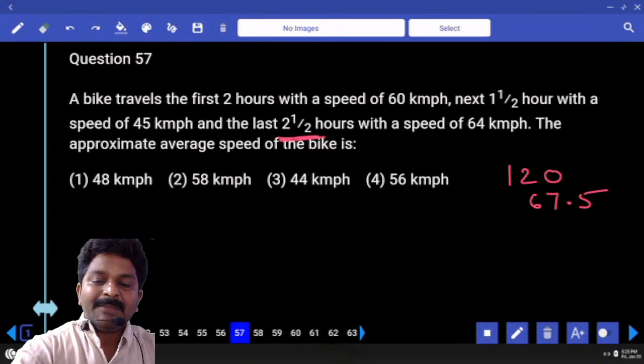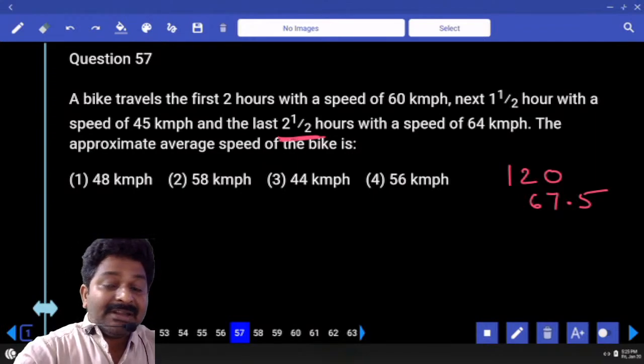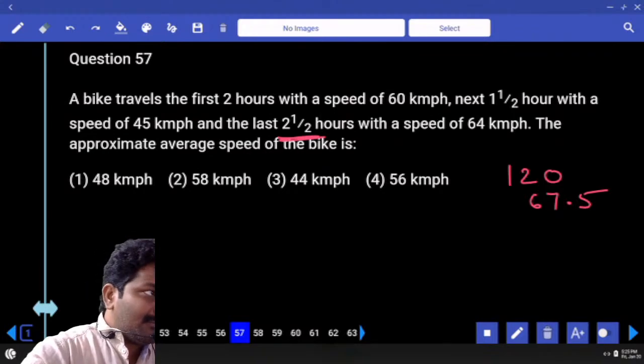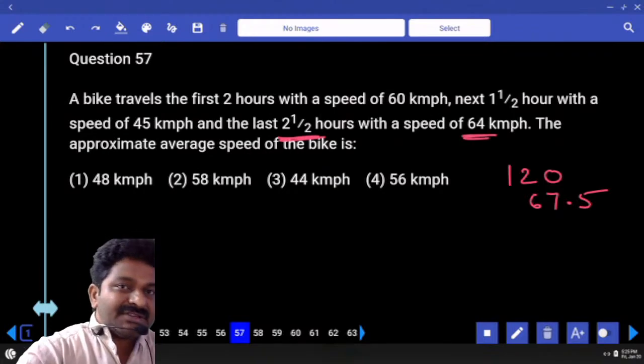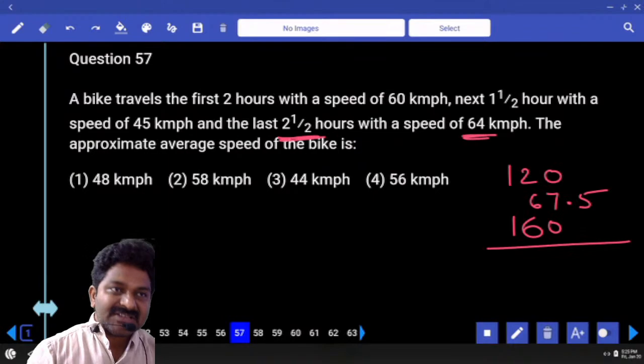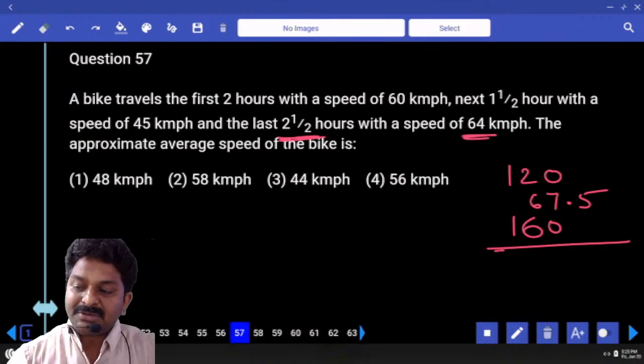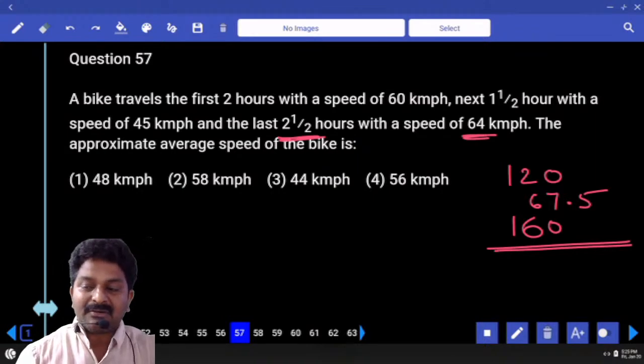You can directly multiply 64 with 2.5. If you face any problem, then treat 2.5 as 10 by 4. Take 10 times of this number, which is 640. Now by 4, which is 160. This is the distance covered in 2.5 hours. Correct? Now observe what is the total distance covered.